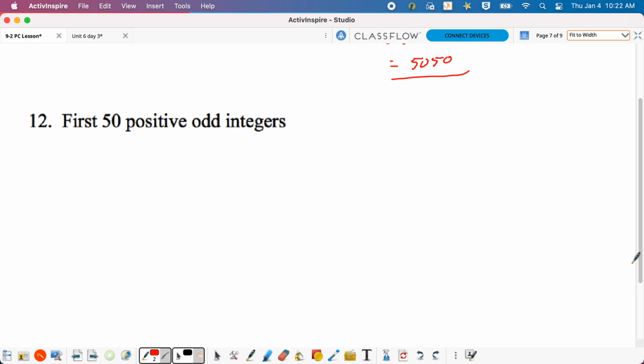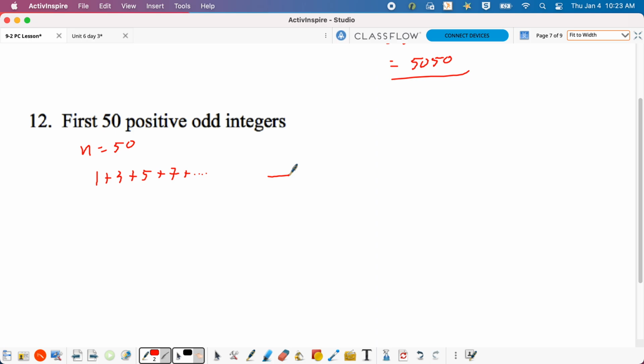We're going to add together the first 50 positive odd integers. First 50 positive. So my thought is, again, I'm going to be adding 50 numbers. And since I'm adding positive odd integers, I'm going to add 1 plus 3 plus 5 plus 7 up to that 50th term. I don't know what that 50th term is.